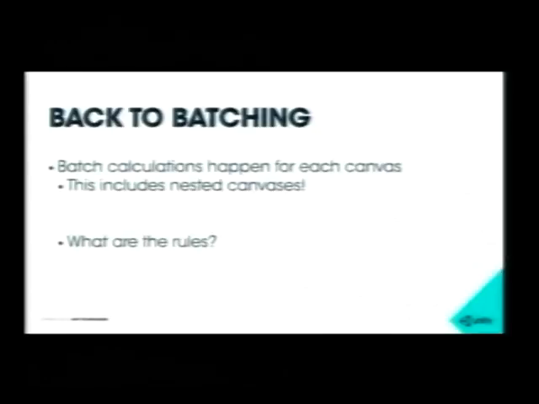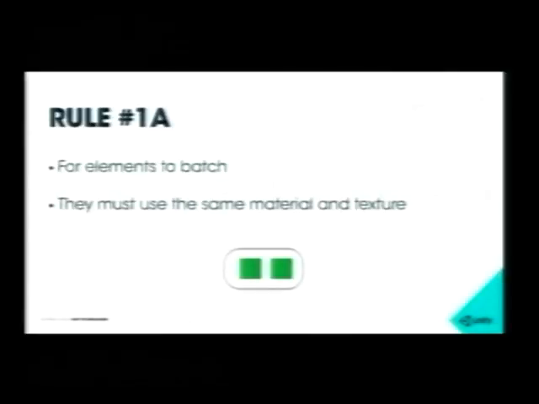So let's go back to batching. When it comes to the UI system, batching happens on a per canvas basis, and this includes nested canvases. What this means is that you can use nested canvases to specify different subsets for batching regions, and it also means that if you have similar elements on multiple canvases, they won't batch together as they don't share mesh data. So what are the rules? The first rule for batching in the UI system is that for elements to batch together, they must share the same material and the same texture.